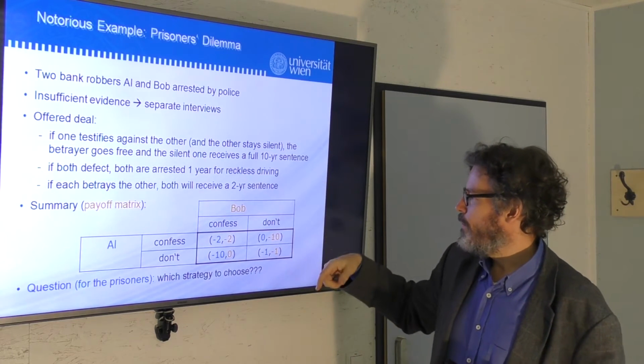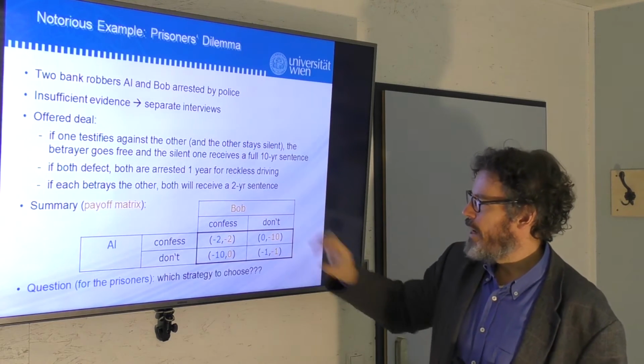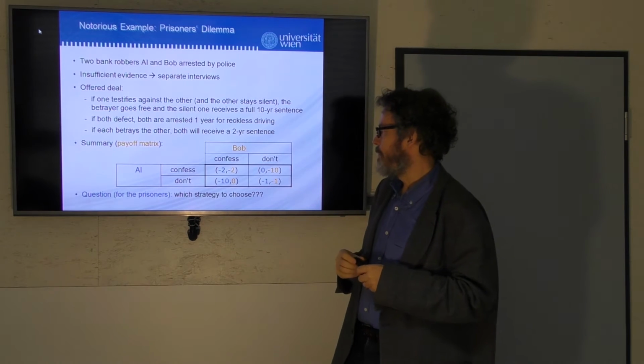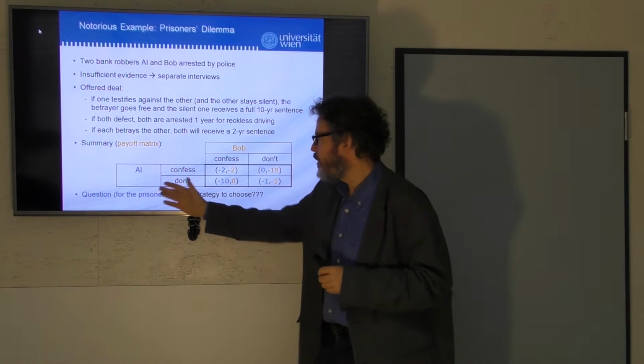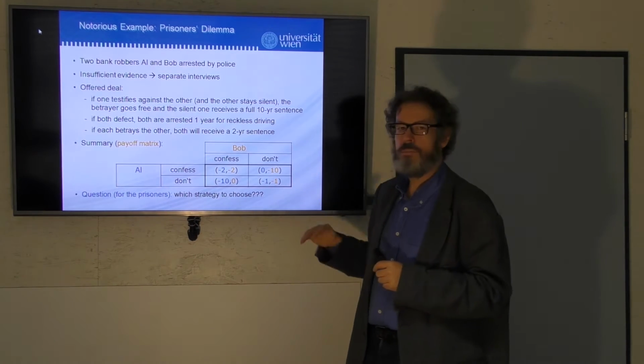And if none of them confesses, both of them will get minus 1. So this payoff matrix precisely describes the outcome of the game. No, not yet the outcome, the story behind the game. And the question, of course, for the prisoners is which strategy should each of them choose.